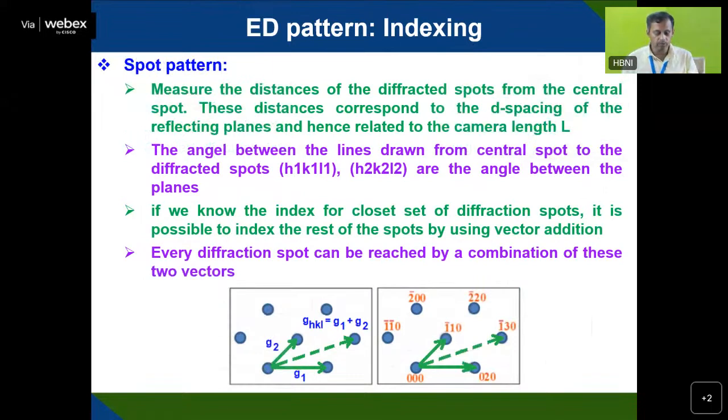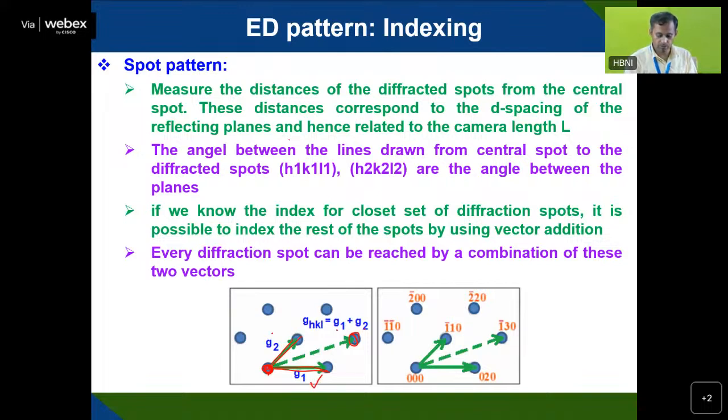For that, first measure the distance of the diffracted spot from the center point. From the center point, you measure the distance, which corresponds to the D spacing of the reflecting plane. So this and this you can measure; the distance corresponds to the D spacing of the reflecting plane, and hence is related to the camera length L. Once you measure these two distances, the HKL of this will be G1 plus G2.